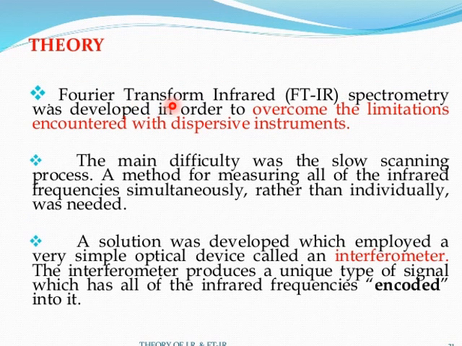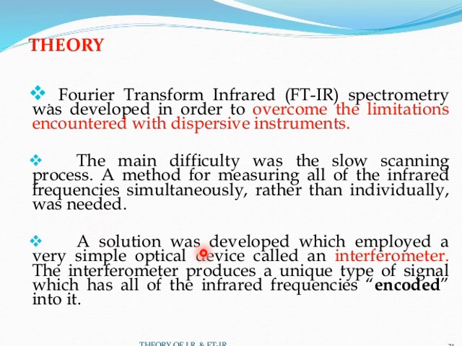Fourier transform infrared spectrometry was developed in order to overcome the limitations encountered with dispersive infrared instruments, which we have previously studied. The main difficulty in the dispersive infrared instrument was the slow scanning process. A large time was required for scanning of spectra. A method for measuring all the infrared frequencies simultaneously rather than individually was needed, so it can be measured in a short time.